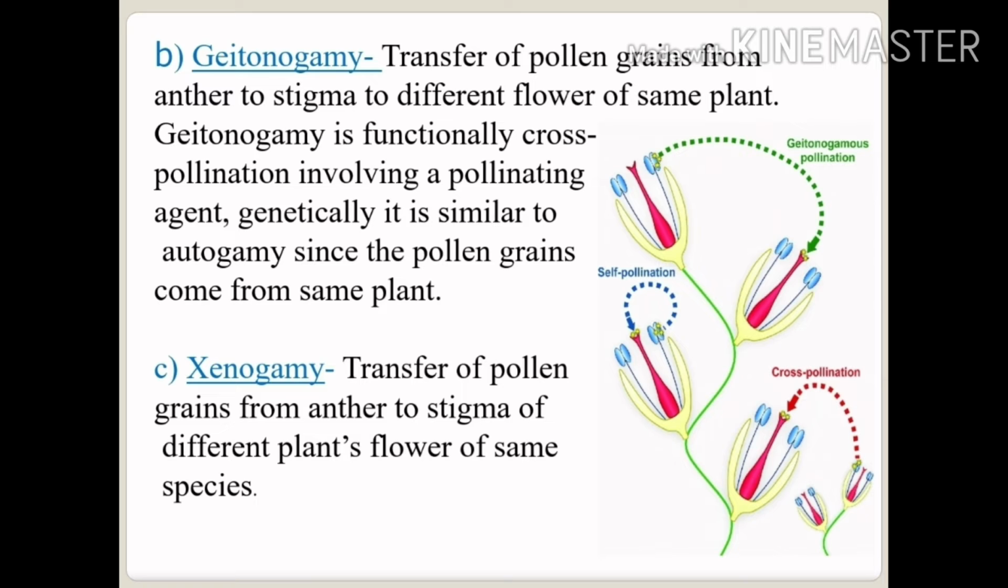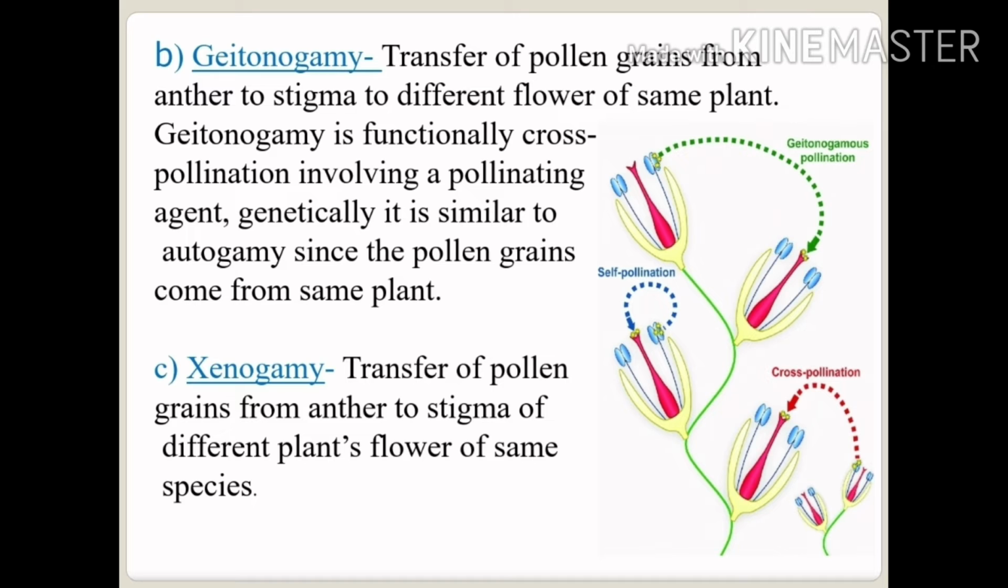And the next type is xenogamy. Xenogamy means transfer of pollen grain from anther to the stigma of flowers of different plants of the same species. Means two different plants of the same species, and the cross pollination between two different flowers comes under xenogamy. So you can see the picture on the slide. Here geitonogamy can take place by self pollination and cross pollination, and xenogamy takes place by cross pollination.